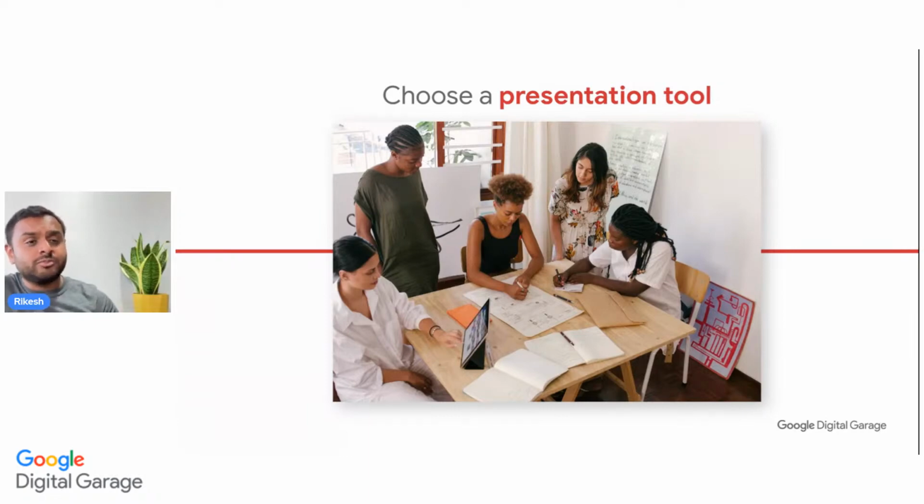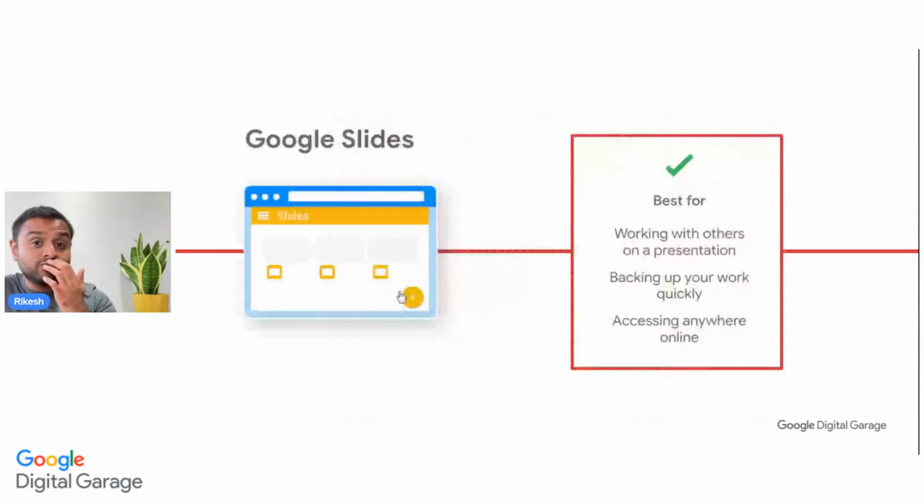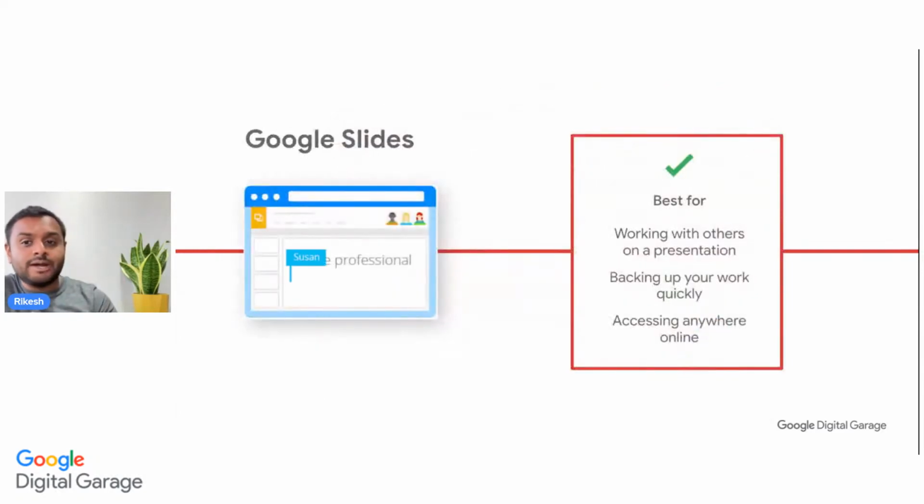So the one that we're just going to be focusing on briefly here is Google Slides. So Google Slides is very useful. You can see some benefits here on the right hand side. So it's great for working with others from a collaboration point of view. You can see that with this graphic. So different people can be working on the same slideshow presentation at the same time. So you can collaborate that way.